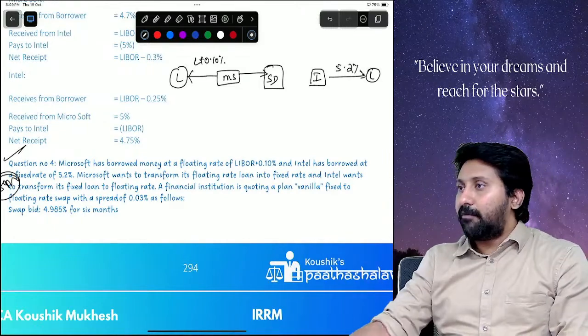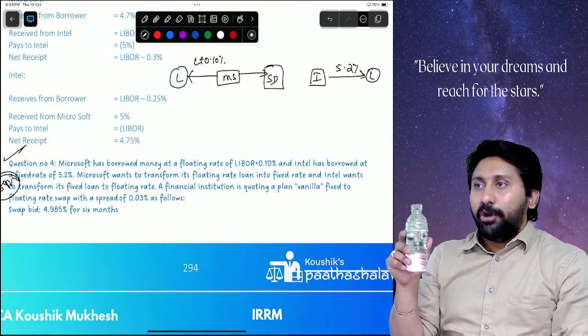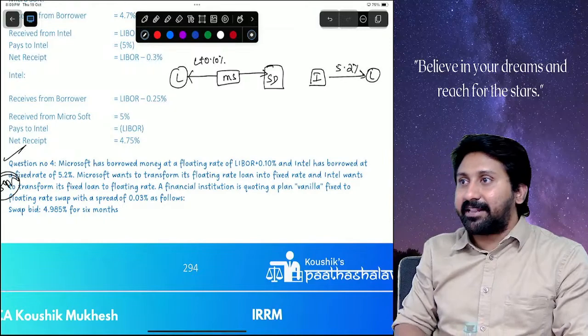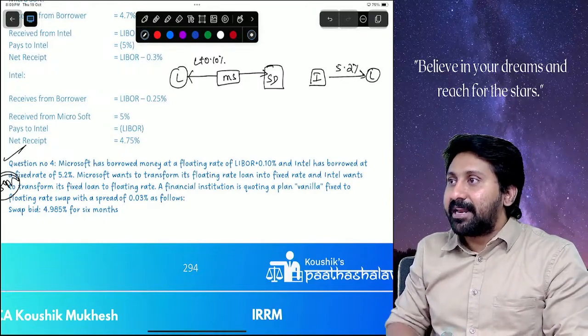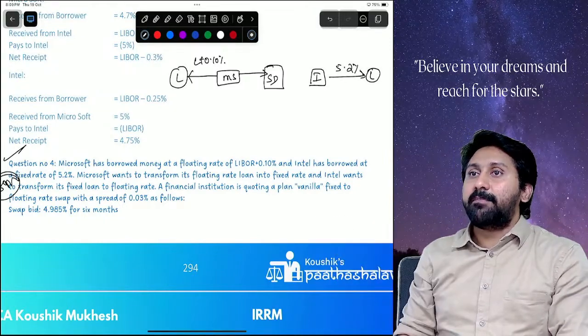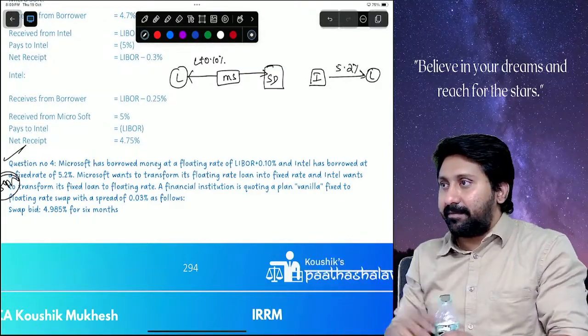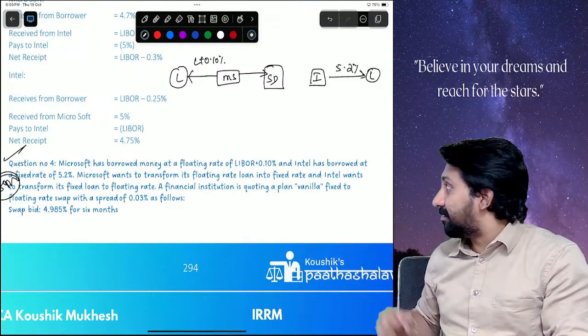Yes, sir. Water bottle exchanged for water bottle? No, it will exchange for money. But in the swap market it doesn't happen like that. LIBOR I will not sell for rupees. LIBOR I will sell for another interest rate. LIBOR is fixed or floating? LIBOR is floating. Floating will be exchanged with fixed. That's why they have given this.